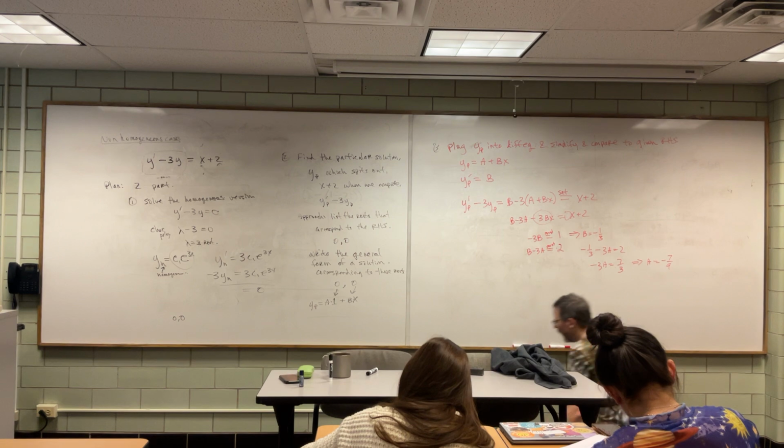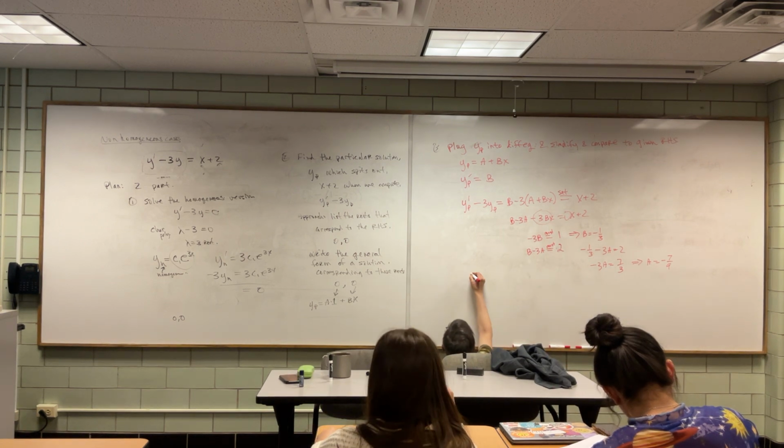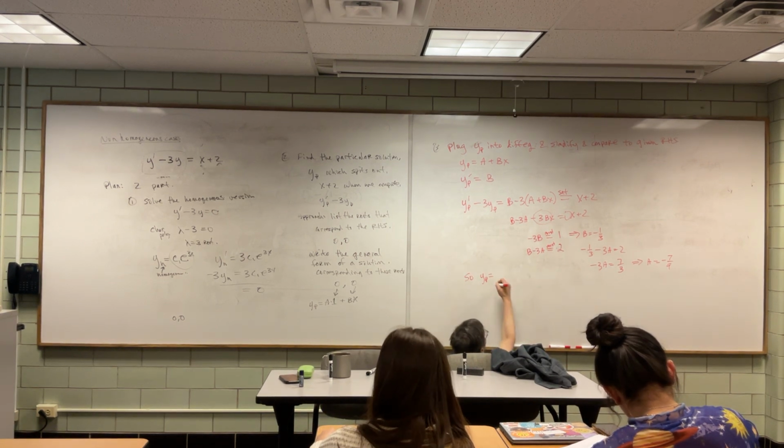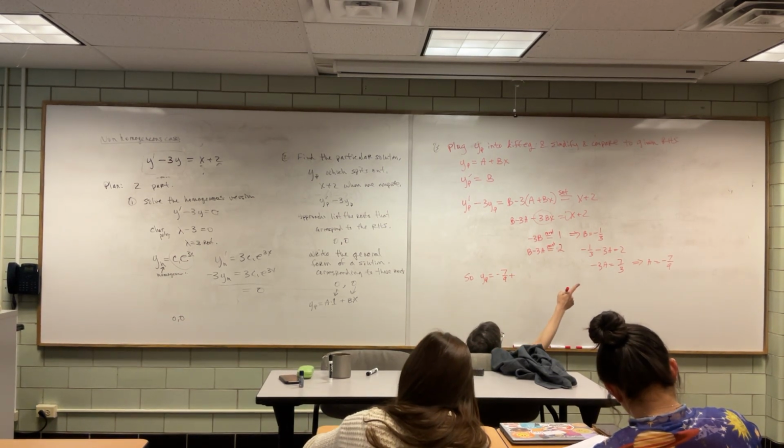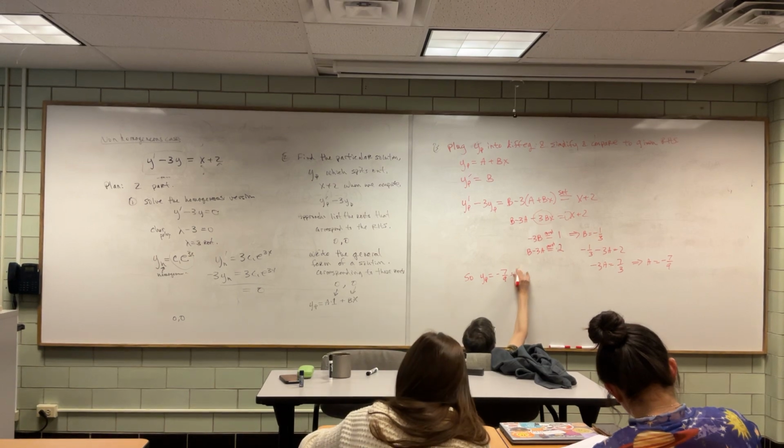And we just found our particular solution. So yp equals negative 7/9 plus or minus 1/3 x.